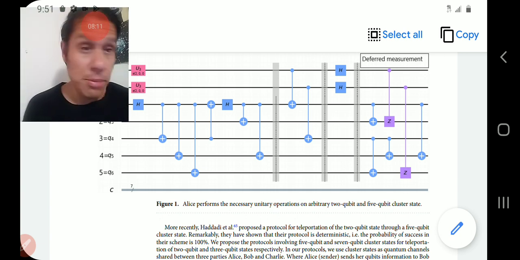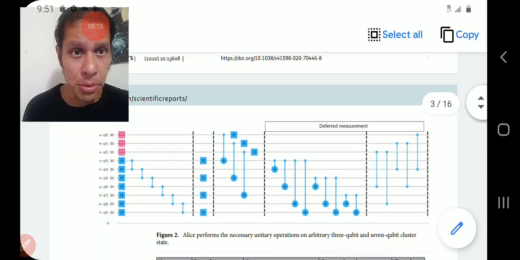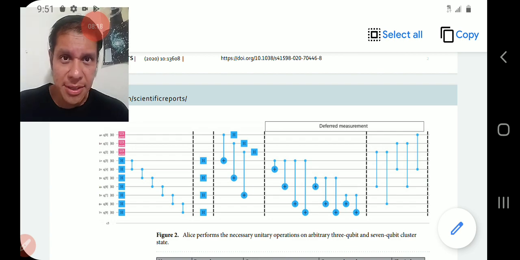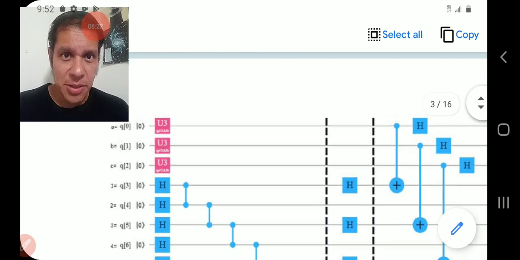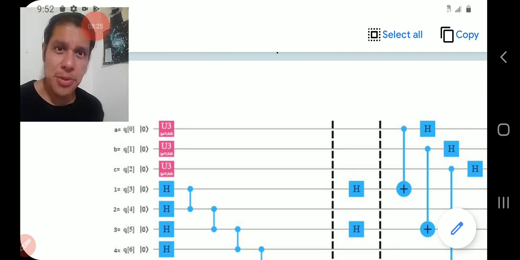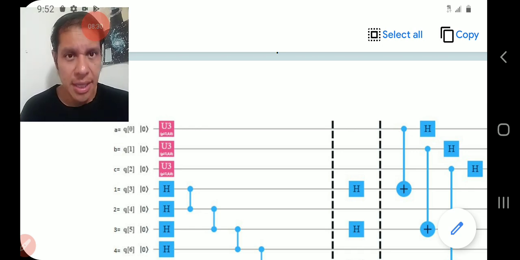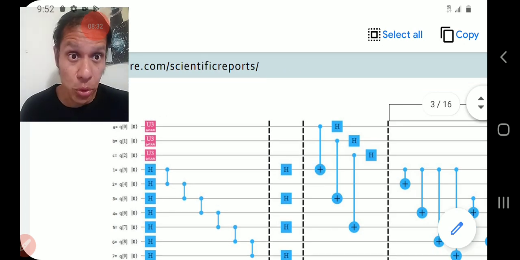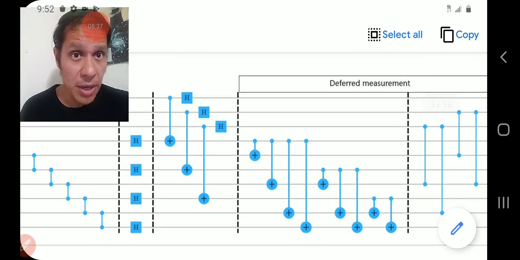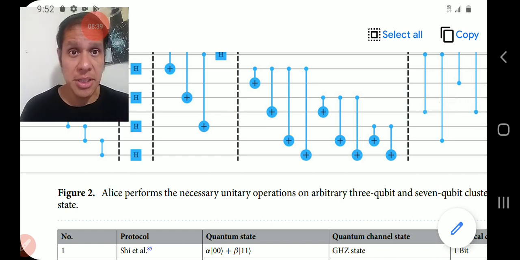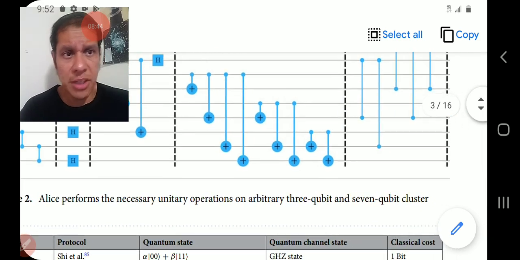All right, so that's the 5-qubit one, and then they have a longer, bigger version of that. That's the 7-qubit one, and as you can see, for this one you can actually enter 3 qubits. So it allows you to pass more information in one burst, which is very good, but you need more qubits in order to do that. And here is what you do after you get your measurements, I suppose. Alice performs the necessary unitary operations on an arbitrary 3-qubit, 7-qubit cluster.